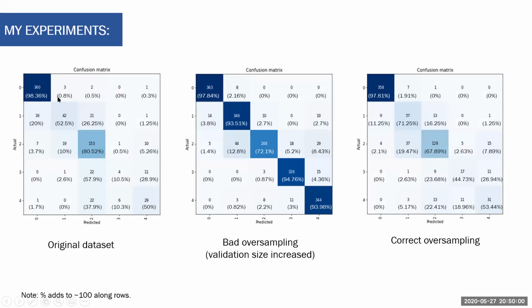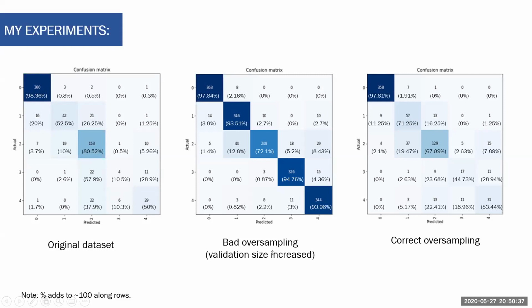So here are the inferences, right? In the original data set, the classifier is really good at classifying the most prevalent class, and also the second most prevalent class, but everything else is not so good, especially class number 3 here, which is only accurate 10% of the time. Class 4 is 50% of the time, and same with class 1. So this is the original data set.